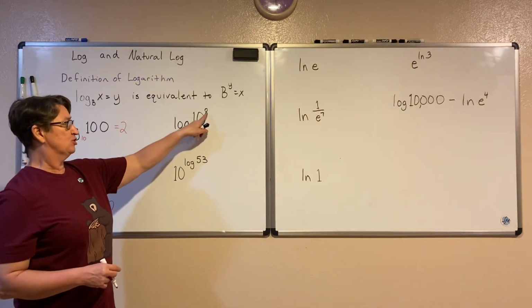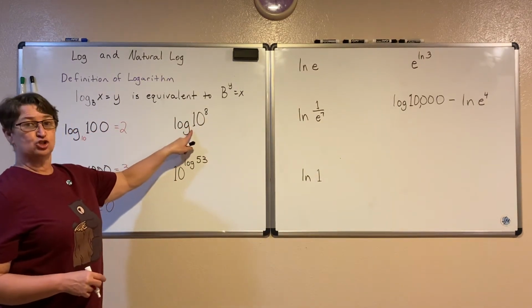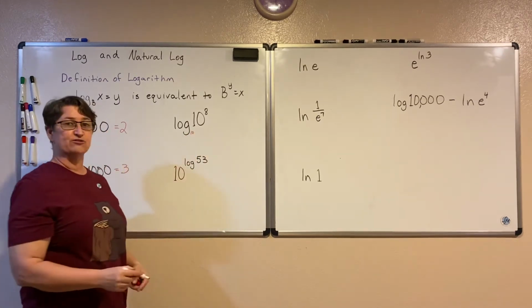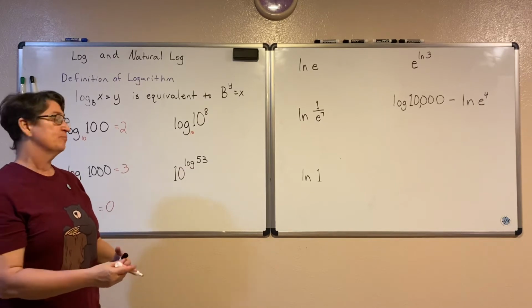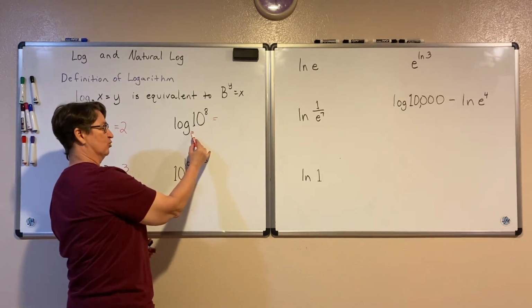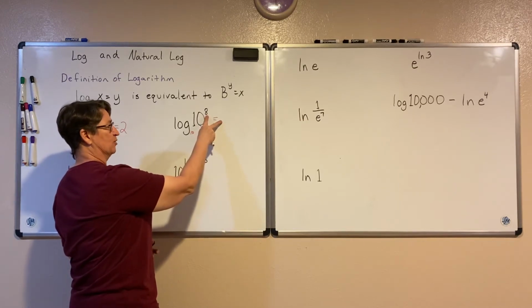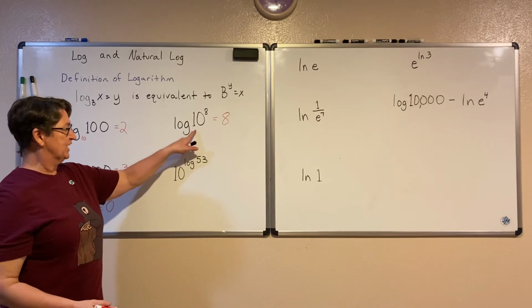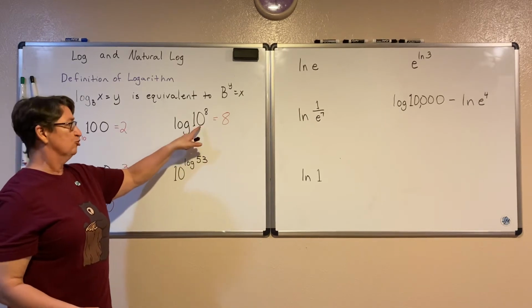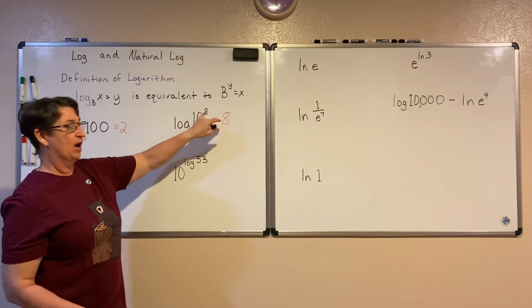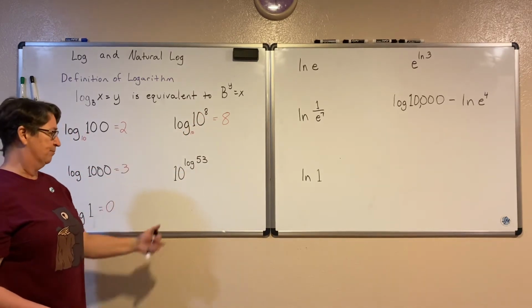Log of 10 to the 8th, my understood base is 10. So 10 to what power gives me 10 to the 8th? Again, in a previous video, we saw that when their bases are the same, their exponents are the same. So it makes sense that 10 to the 8th power is equal to 10 to the 8th. So here my bases are the same, my exponents are the same.